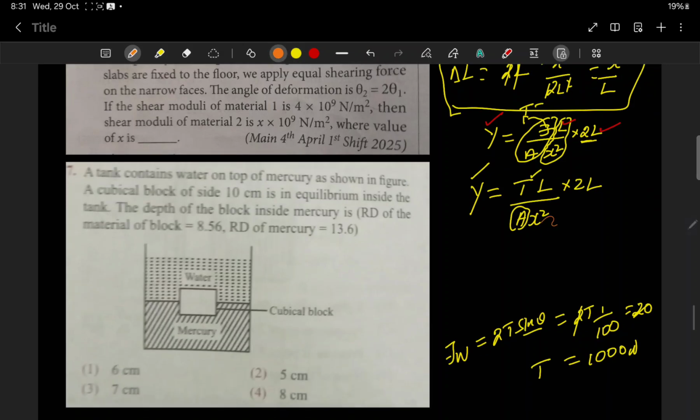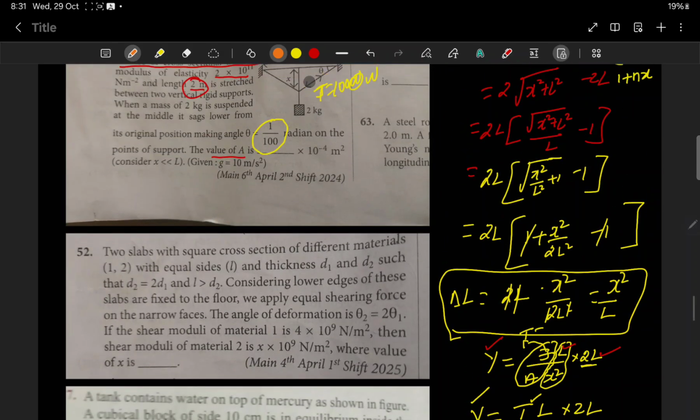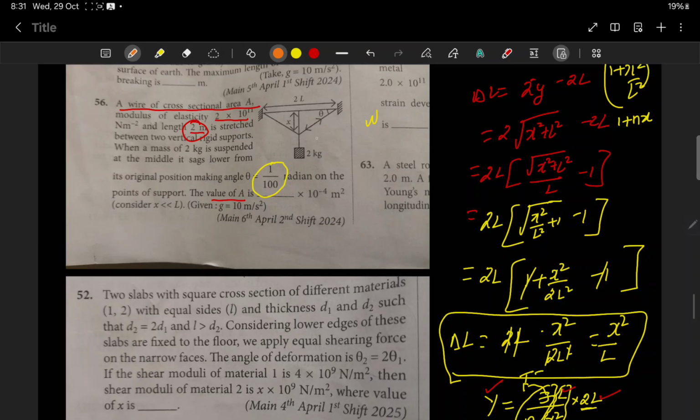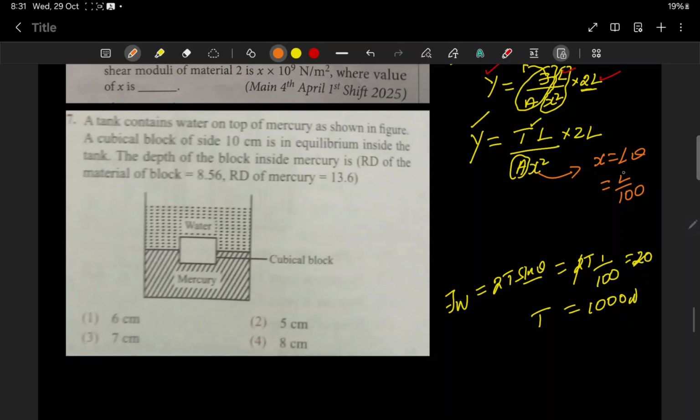Here you may have confusion about how to find x. In this diagram, if you see this x, here is theta. Your sin theta is nothing but opposite, which is x, divided by hypotenuse. Here your hypotenuse is your L. So I can say your x is nothing but L theta, and for small values x is also L theta. But we know theta is 1 by 100, so x is L by 100. Like this you can find x. Find all the values, substitute in this, and you will get the value of A.